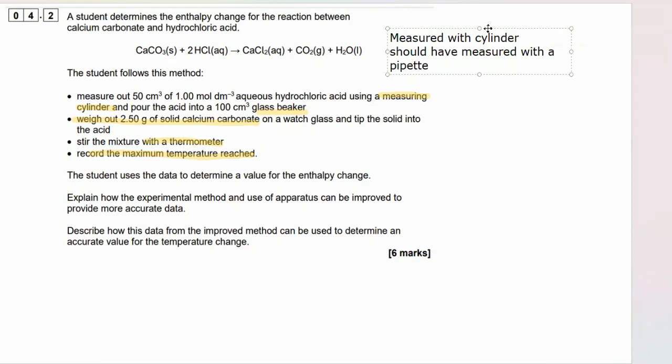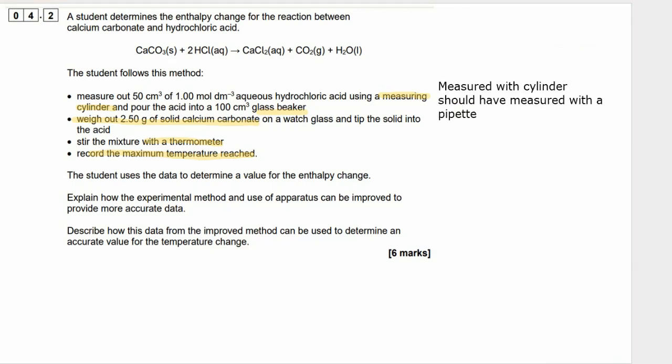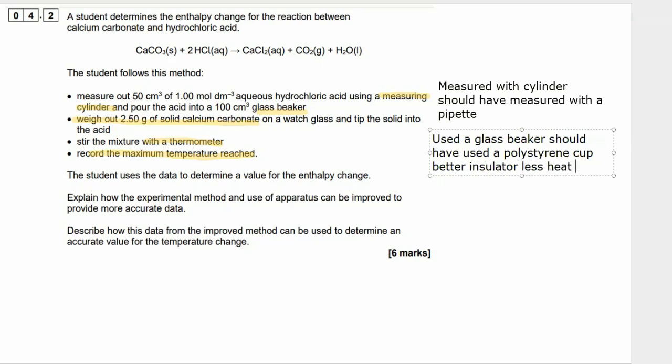Now, what else did they do that was a mistake? We can see that they poured the acid into a 100 cm³ glass beaker. A glass beaker is not a very good insulator, it's more of a conductor. So what they should have used here is a polystyrene cup, which is a better insulator and will reduce the amount of heat lost in the experiment, and you'll get a more accurate measurement for temperature change.